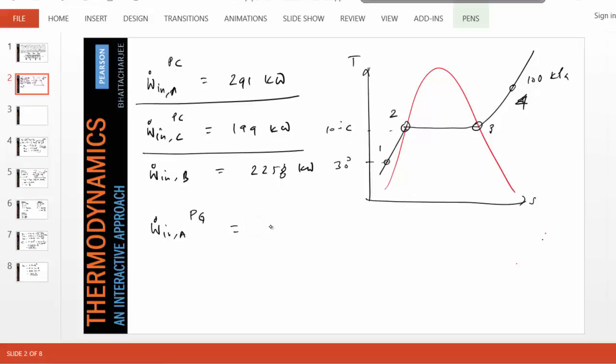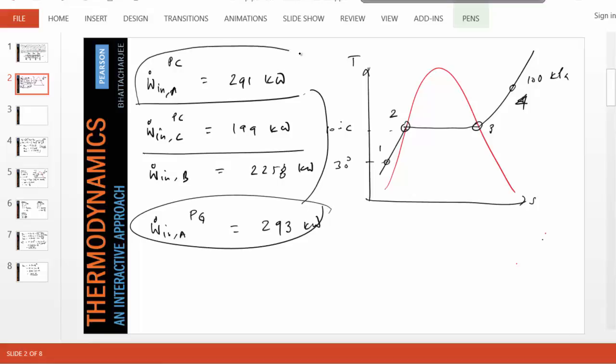So W dot in is 293. This is quite close. The SL model answer is quite close to the PC model answer, as you can see. So when you model liquid, generally the SL model is pretty much as good as the PC model in most situations. Now what do you think about when we superheat the vapor? Vapor is kind of like a gas. Well, from 3 to 4, can we treat it as a gas? That's the question.